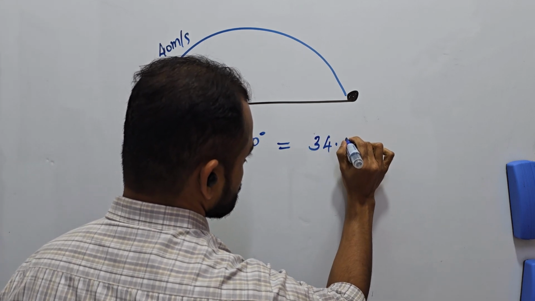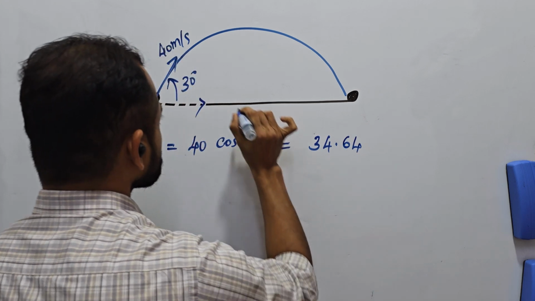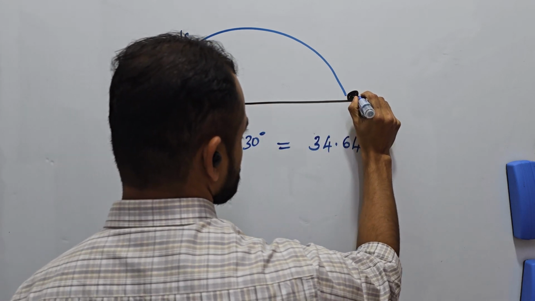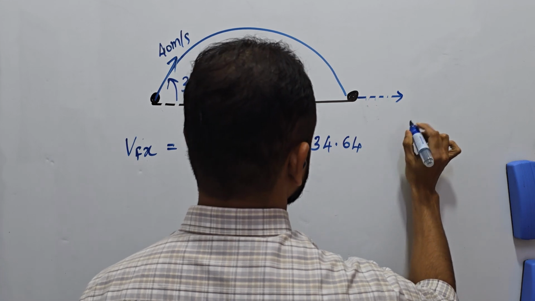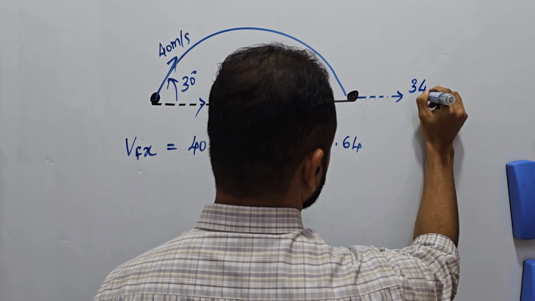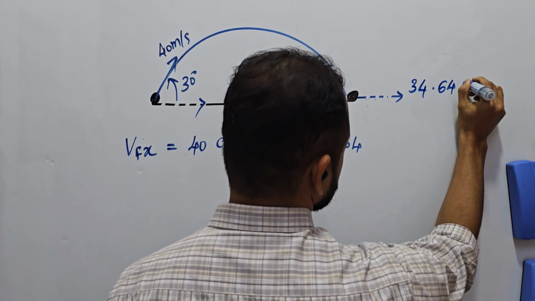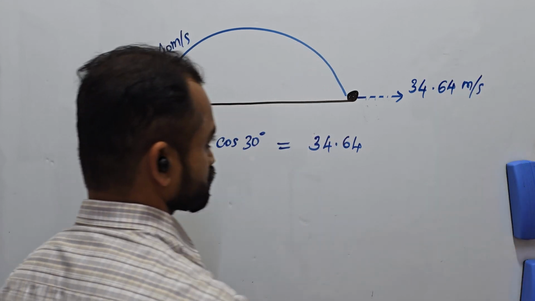34.64, right? So in which direction? Along this direction, correct? Okay, so 34.64 meter per second along this direction.